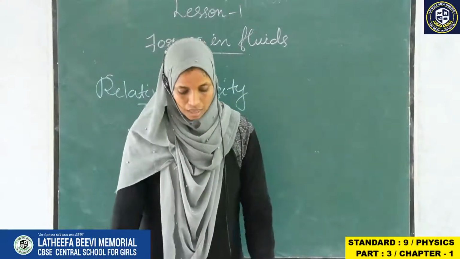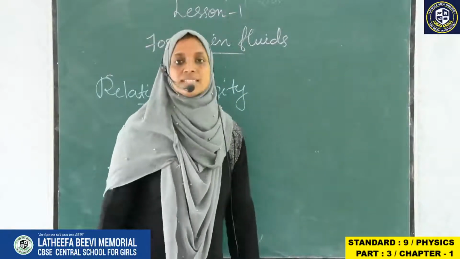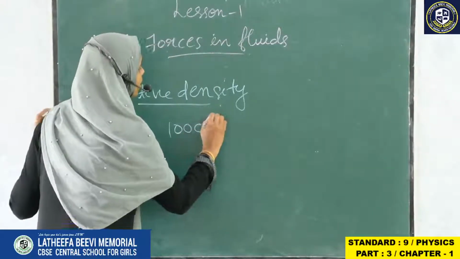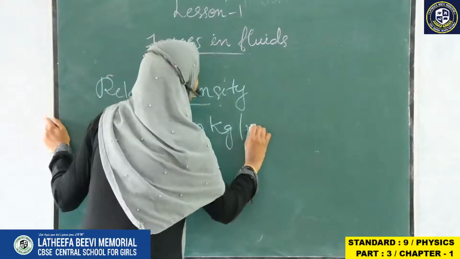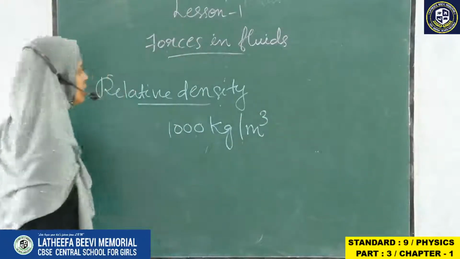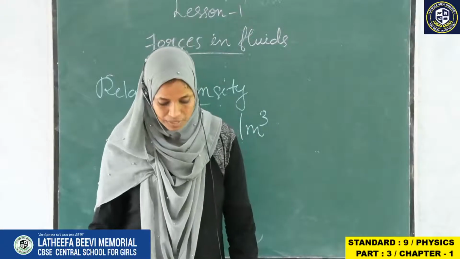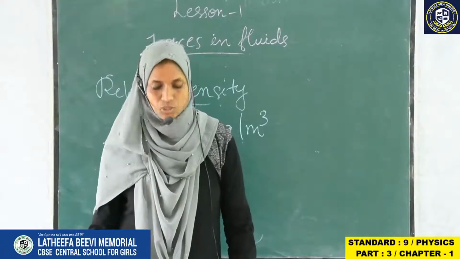Okay. So density of water is 1000 kilogram per meter cube. What is the density of water? 1000 kilogram per meter cube is the density of water. Okay. So densities of other substances are often stated in relation to the density of the water.